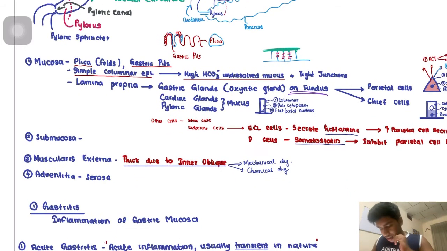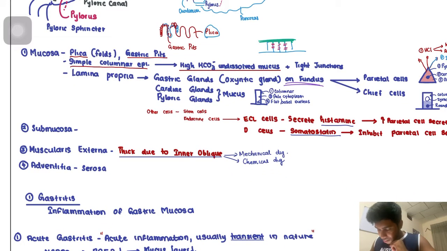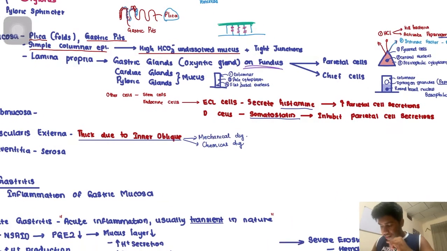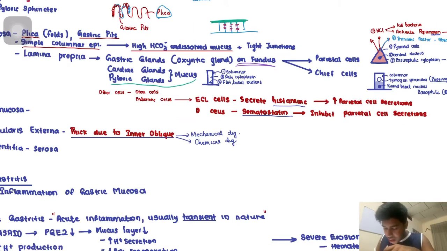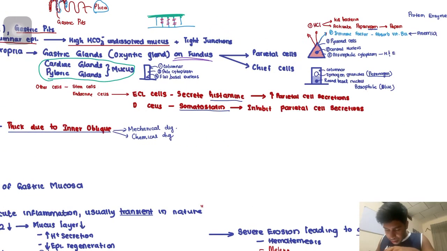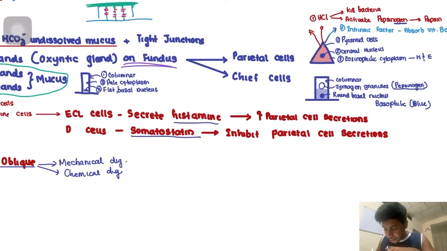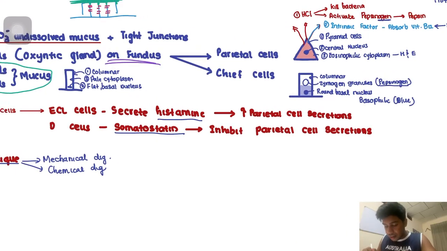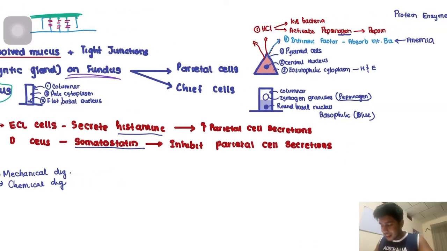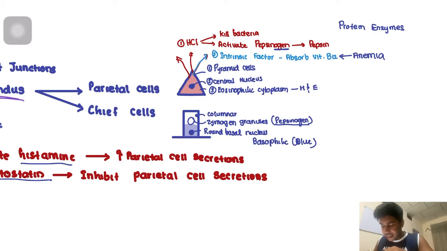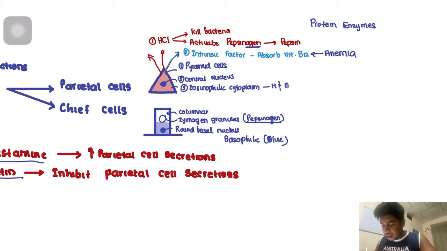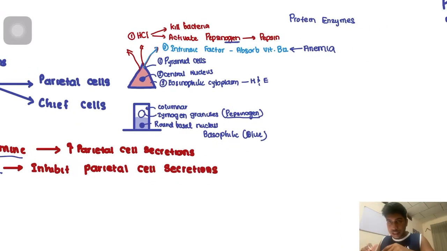The lamina propria has three types of glands: gastric glands, cardiac glands, and pyloric glands. The cardiac and pyloric types produce mucus, so forget about them. We'll talk about the gastric glands, which are present in the fundic region. These are also called oxyntic glands. Two types of cells: parietal cells and chief cells. So parietal cells, look at this. This is for people who are studying histology.